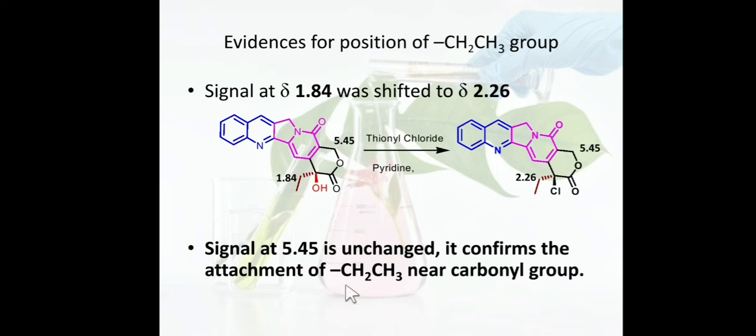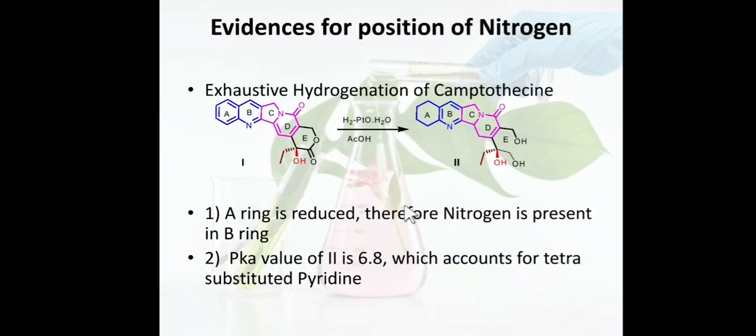It confirms the attachment of CH2CH3 near the carbonyl group, and not on the side of the oxygen group. Okay, this is how we can use these spectroscopic techniques to identify the natural product structure. Now you can see that besides this spectroscopic technique, we can use some chemical methods to identify the structure. So if we reduce this lactone ring, it is showing us 3 OH groups.